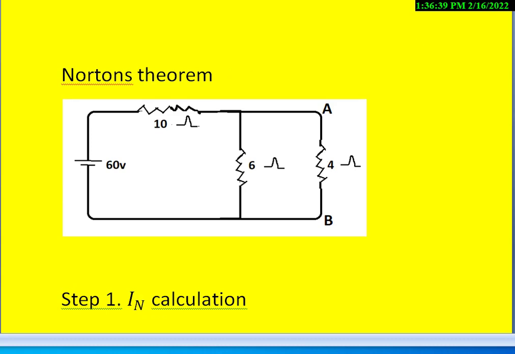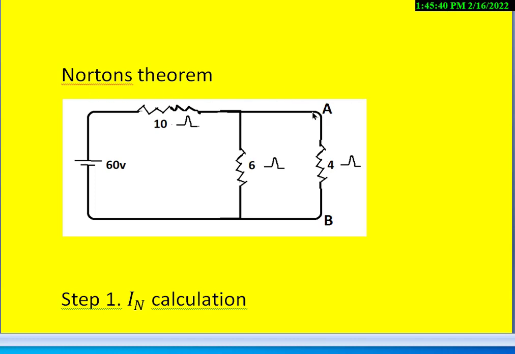Let us take another problem. So let me take another problem based on Norton's theorem. Norton's theorem is a theorem which is used to get an equivalent to practical current source with respect to the terminals A and B. Here the terminals A and B are under consideration.